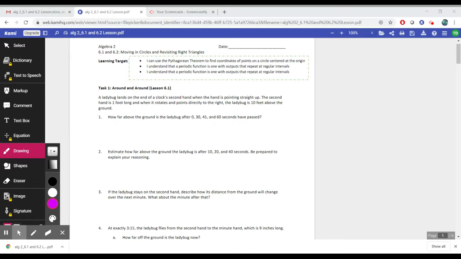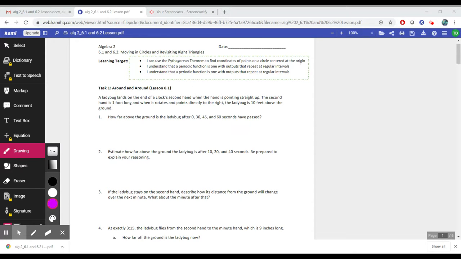It's Mr. D here. Today we're going to be starting a new unit. It is Unit 6. This unit's going to be introducing some of the concepts that you'll be using in pre-calculus next year if you decide to take that class, as well as reviewing some of the older concepts from Algebra 2 and geometry.